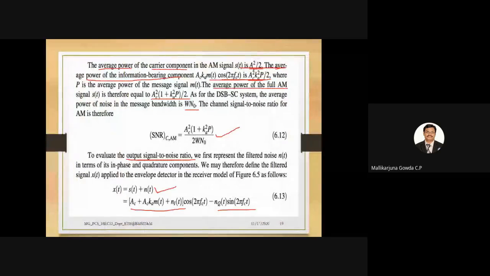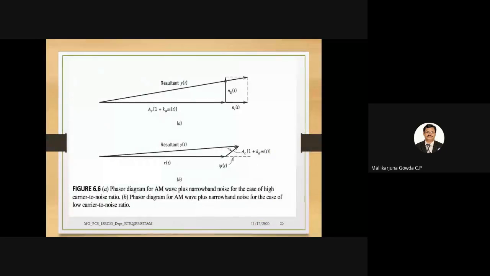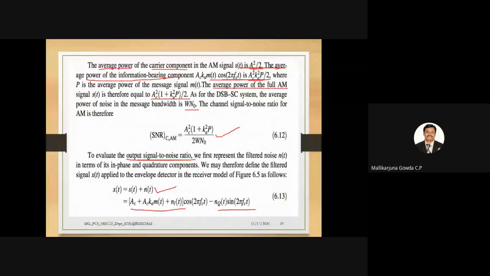I hope you noted this equation. You need to write s of t as it is, then write n of t also as it is, then take the common terms. The complete cosine term will be the in-phase component and the sine term will be the quadrature component. I'm drawing the phasor diagram of this, keeping two things in mind: how do I write it when the carrier to noise ratio is large, and when it is low. First, let us think of the phasor diagram. To draw it, I wrote this in the form A_c plus A_c k_a m of t plus n_I of t cosine of 2 pi f_c t, then n_Q of t sine of 2 pi f_c t.